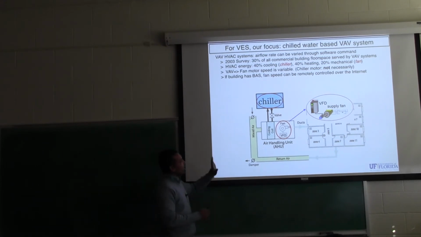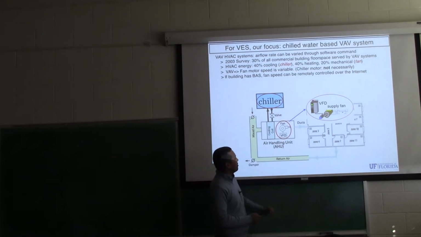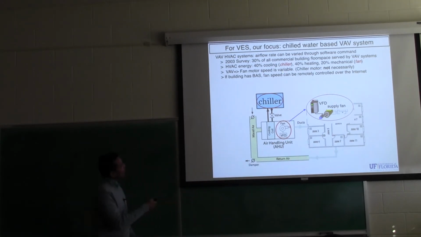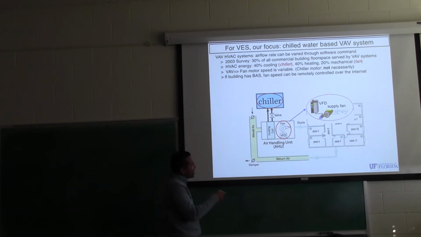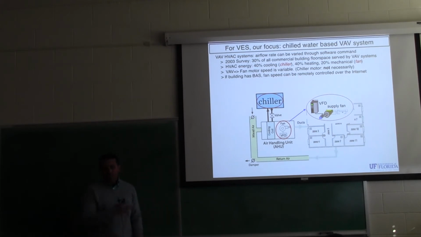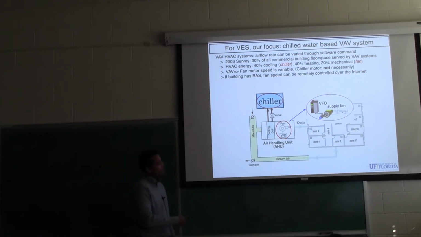We said, okay, let's not worry about the chiller. Let's just look at a fan. Especially in these modern buildings, they have what are called VAV systems. VAV stands for variable air volume, right? Meaning that you can vary the speed of the fan to change the rate of air going into the building. And that's done through a feedback closed loop system.